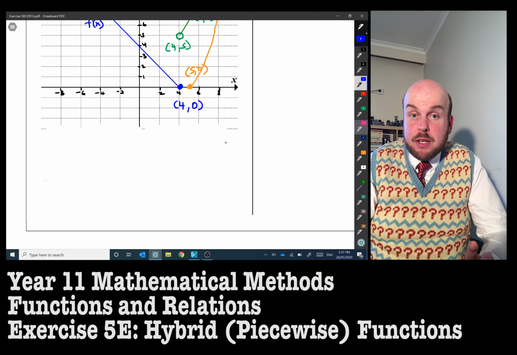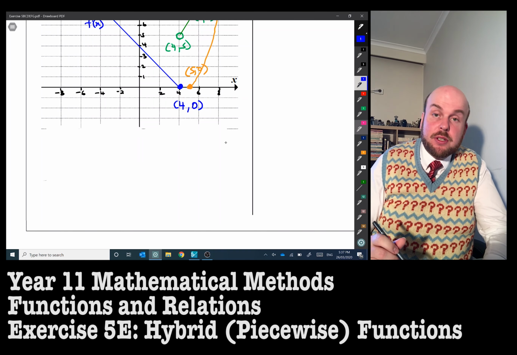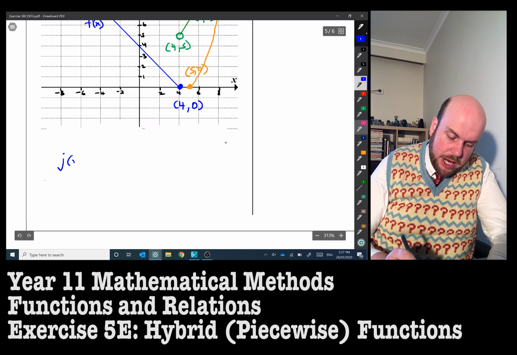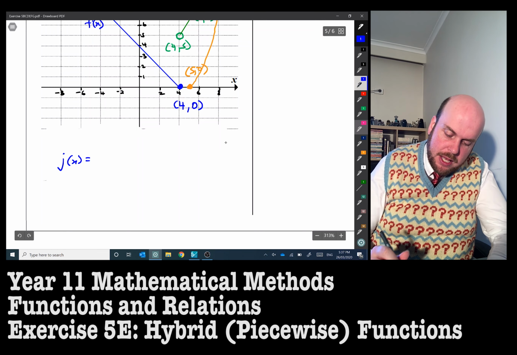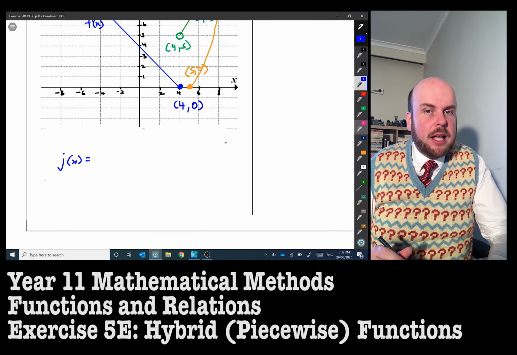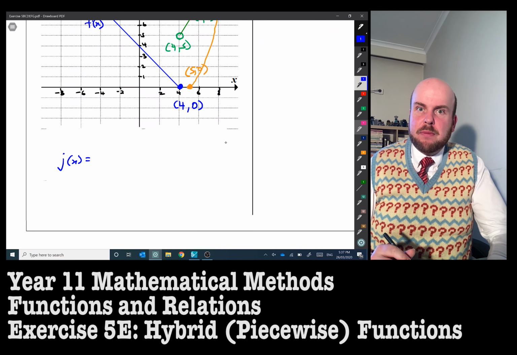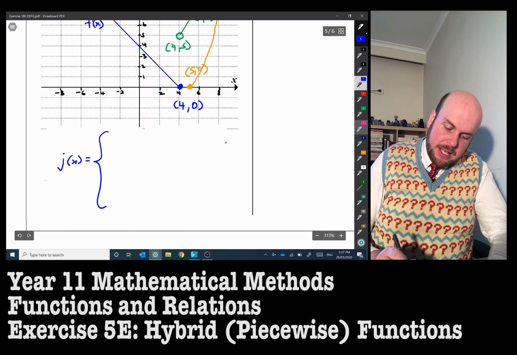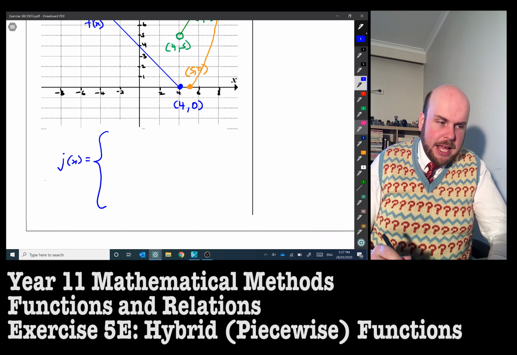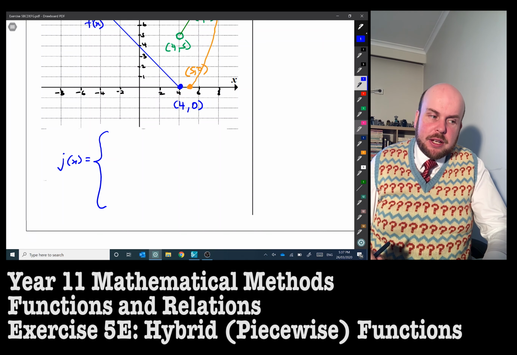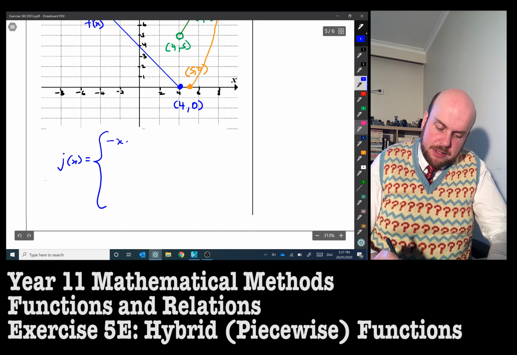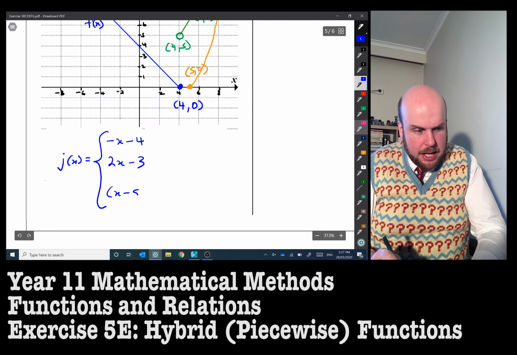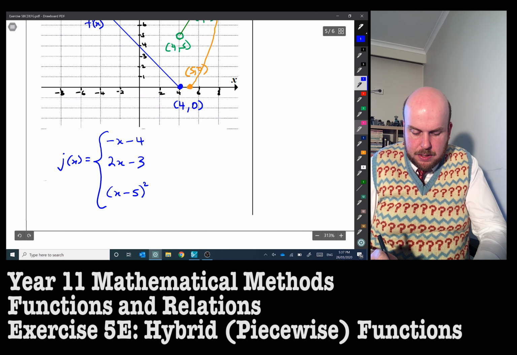And now it's time to actually write this as a hybrid function. Because I've already got f, g, and h, I'm just going to pick another letter. I'm going to call this j of x. I could call it whatever I like. Then we put a brace, otherwise known as a curly bracket, or as some of my previous students have called it, a mustache bracket. And in this we go and put each of the equations down: negative x minus 4, 2x minus 3, and (x minus 5) all squared.